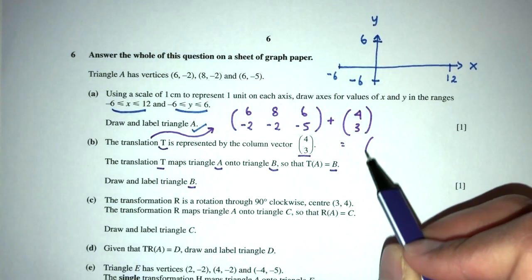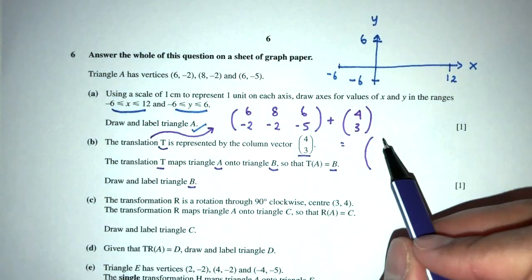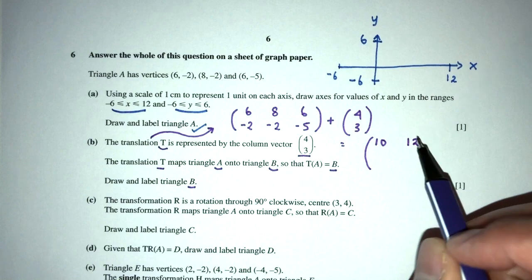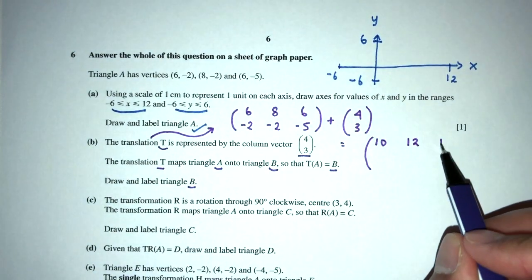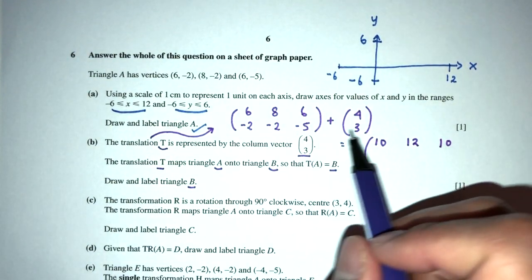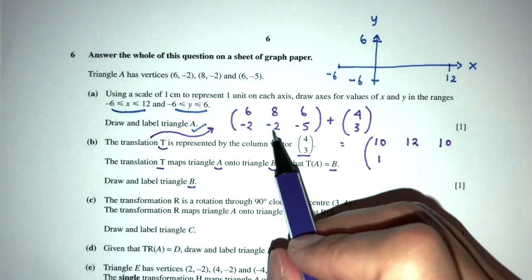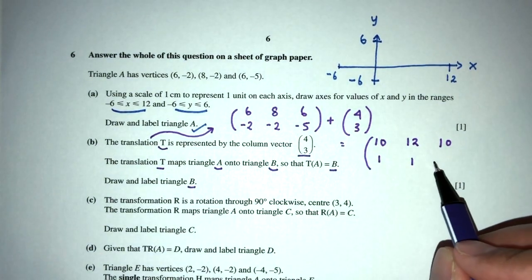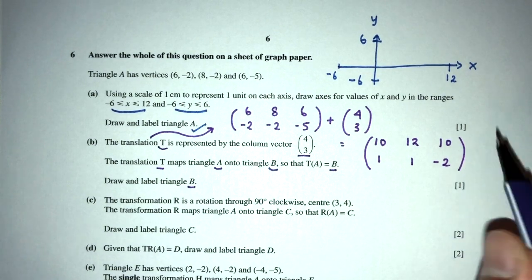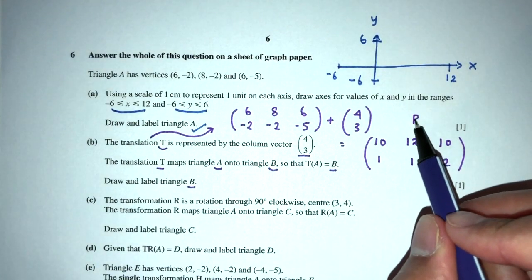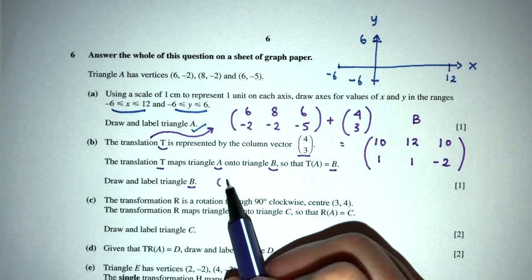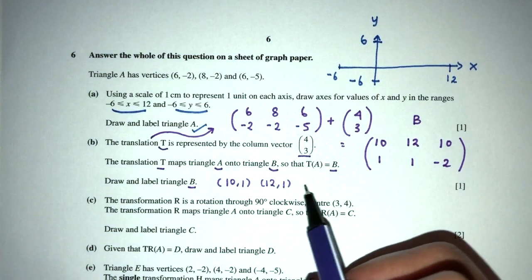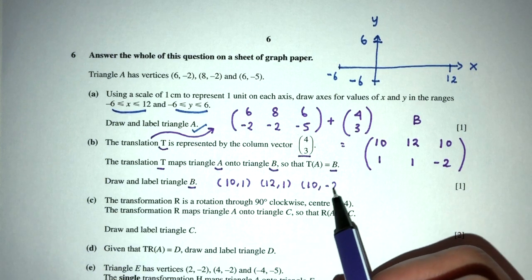That will give you the points: 6 plus 4 is 10, 8 plus 4 is 12, 6 plus 4 is 10. Minus 2 plus 3 is 1, minus 2 plus 3 is 1. This will be, of course, minus 2. So basically these are the points of triangle B. So B will be, the points are (10, 1), (12, 1), and (10, -2).